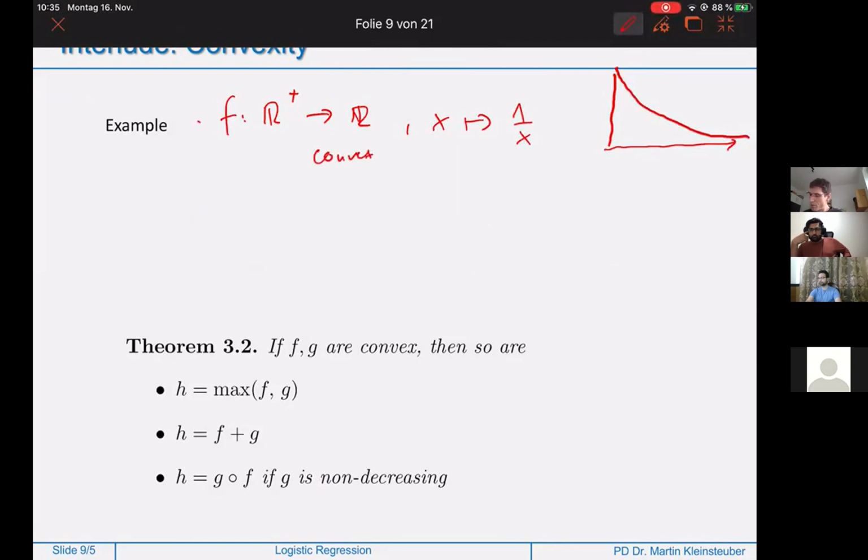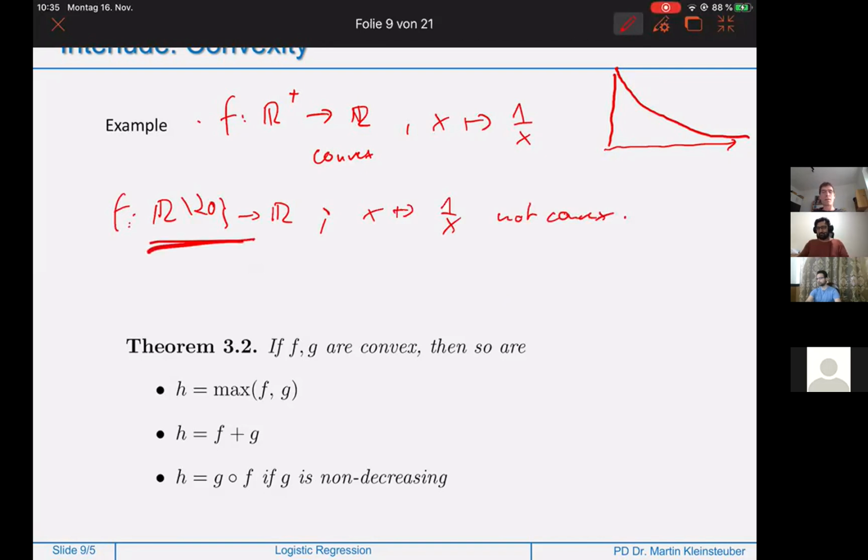The function f from R excluding 0 to R, where x is mapped to 1 over x, is not convex. Because the set it's defined on, where I look at it, is not a convex set. So it's always important to see on what set the function is defined. And these kinds of functions play a major role.